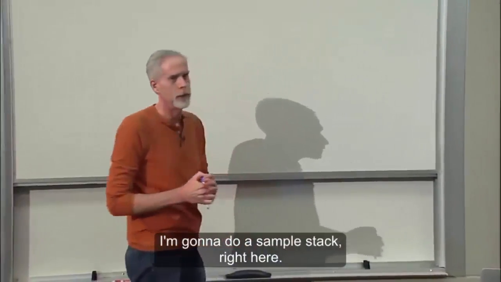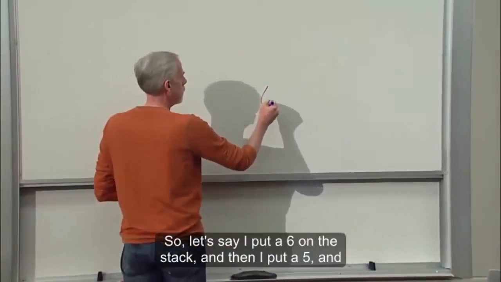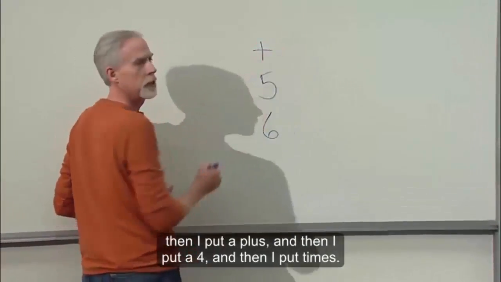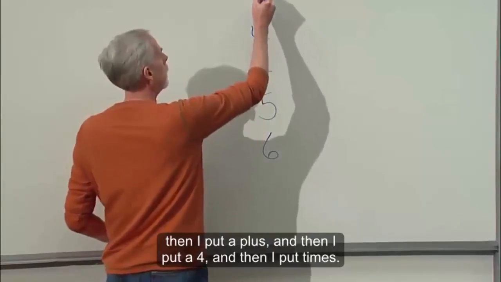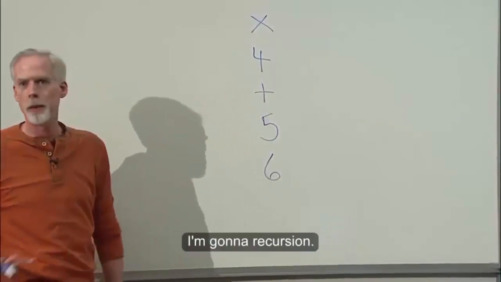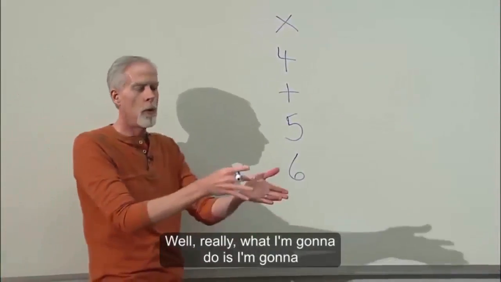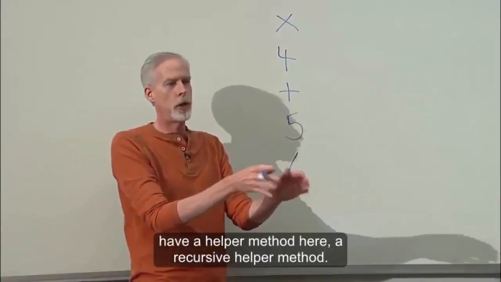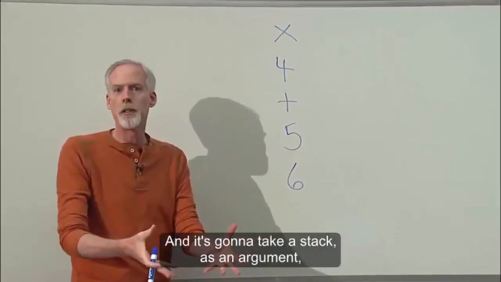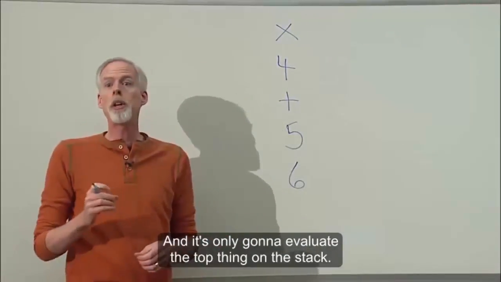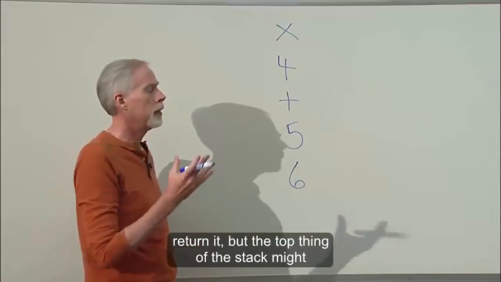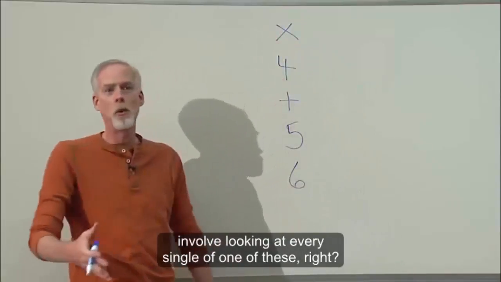It looks like this. I'm going to do a sample stack right here. So let's say I put a 6 on the stack, and then I put a 5, then I put a plus, then I put a 4, then I put times. Here's our stack, and I'm going to evaluate this using recursion. How am I going to do that? Well, I'm going to have a recursive helper method here. I'm going to call it evaluate also, actually. It's going to take a stack as an argument, a stack of things to evaluate, and it's only going to evaluate the top thing on the stack. That's it. It's just going to evaluate the top thing on the stack and return it. But the top thing on the stack might involve looking at every single one of these, right?